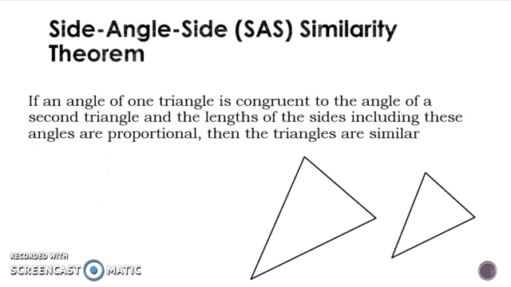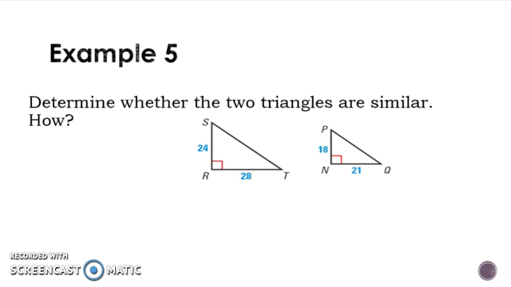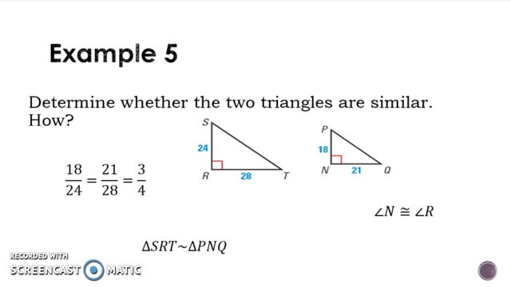Our next one is side, angle, side. So this time you're looking for two sides to be proportional and one pair of congruent angles. Here our congruent angles is the 90 degree angle. Angle R is congruent to angle N. Then we got to check to see if the ratios are the same. Is 24 divided by 18 or 18 divided by 24 the same as 21 divided by 28? They both simplify to 3/4, or if you typed in the calculator, 0.75. We know that the angles are congruent, so we now can say the triangles are similar by side, angle, side.